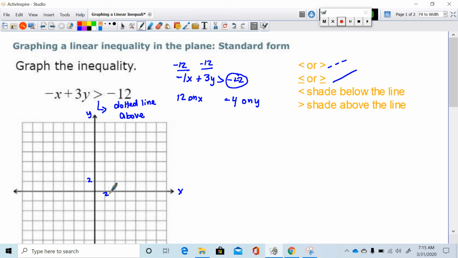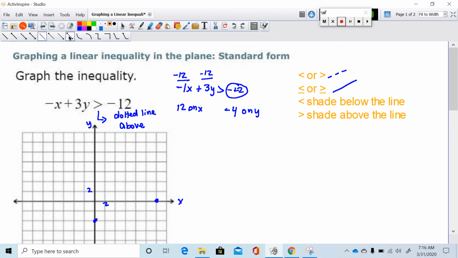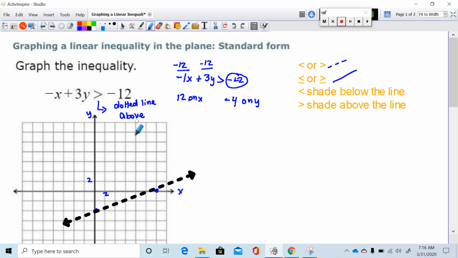Okay, so 12 on the x, 2, 4, 6, 8, 10, 12, and negative 4 on the y, negative 2, negative 4. Okay, and I said I wanted a dotted line. So I'm going to use a dotted line. So try to get it straight through the points. And I said I'm going to color above the line. Okay, so more or less like that, that's my answer.